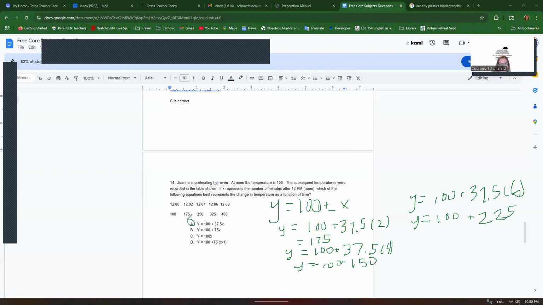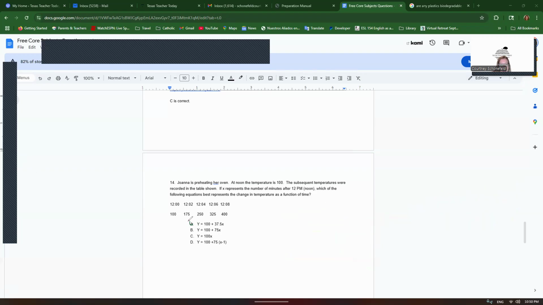So we already know A is correct, but let's say I didn't know that and I want to check all of my answers, right? So I'm still going to leave A circled. Let's look at B. Y equals 100 plus 75x. Well, if we plug in a 0 there, then we get 100. So the first one checks out, but let's look at the second one. Y equals 100 plus 75 times x is 2 because it's 2 minutes after noon. 2 times 75 is 150. 150 plus 100 is 250. But when x equals 2, that's 175. So B is wrong, right?